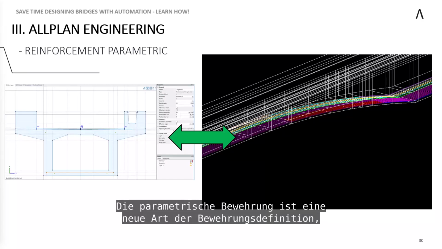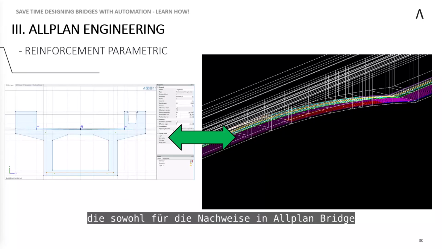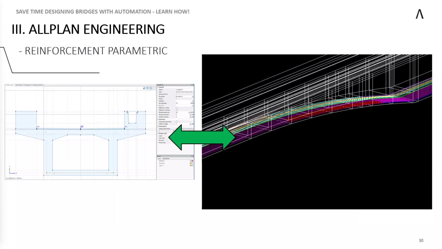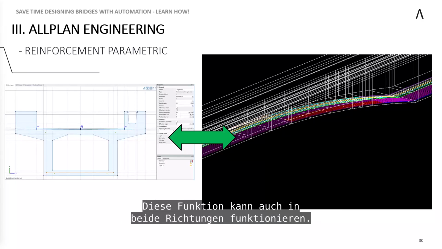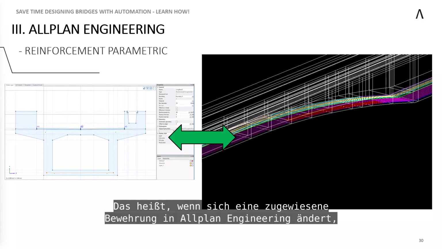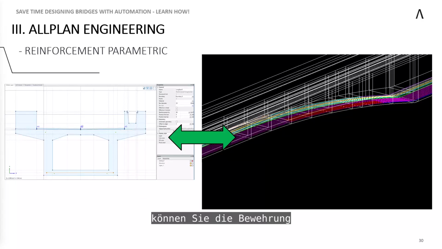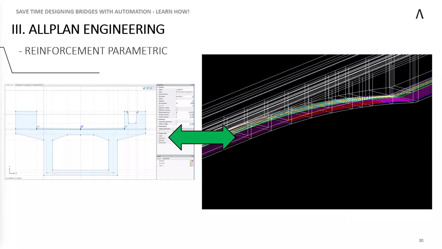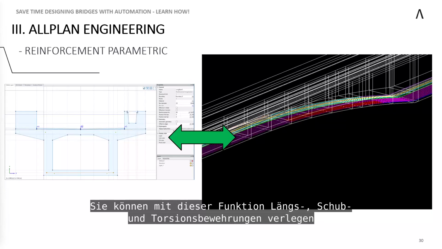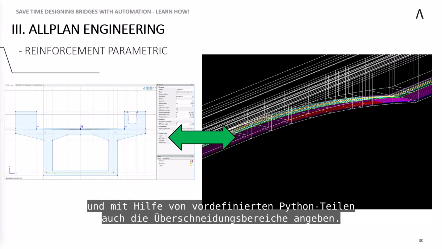Parametric reinforcement is a new way to define reinforcement that works both for code checks in All Plan Bridge and for detailing in All Plan Engineering. This feature can also work both ways, meaning if any assigned reinforcement changes in All Plan Engineering, you can automatically update the reinforcements in All Plan Bridge as well as for your code checks. You can place longitudinal, shear, and torsion reinforcements with this feature, and you can also indicate the overlapping regions with the help of the predefined Python parts.